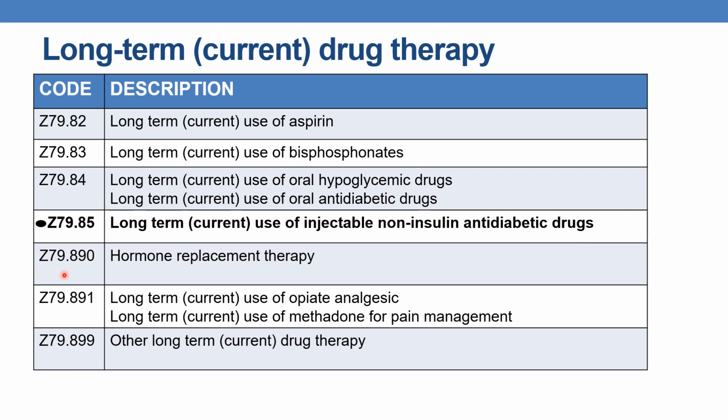The next is Z79.890. It deals with hormone replacement therapy. Next is Z79.891. It deals with long-term use of opiate analgesic or methadone for pain management. The next is Z79.899. Other long-term drug therapy.